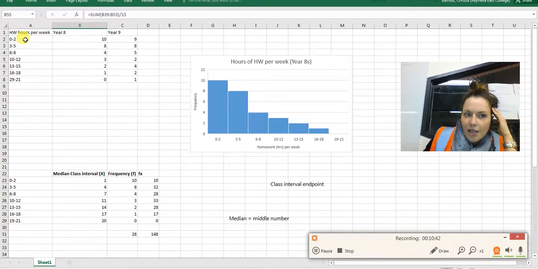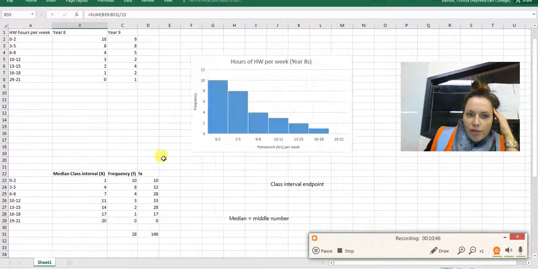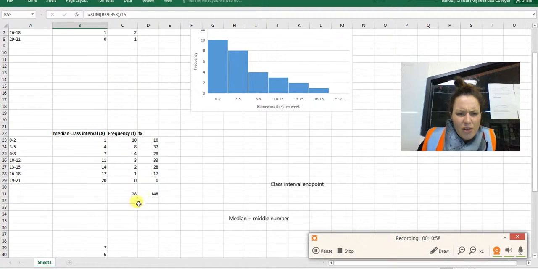Because what we're doing is, instead of adding up all of these actual raw scores, we're adding up the median of each of these, adding all those up and then dividing it by the total number of respondents. I'm trying not to be confusing.